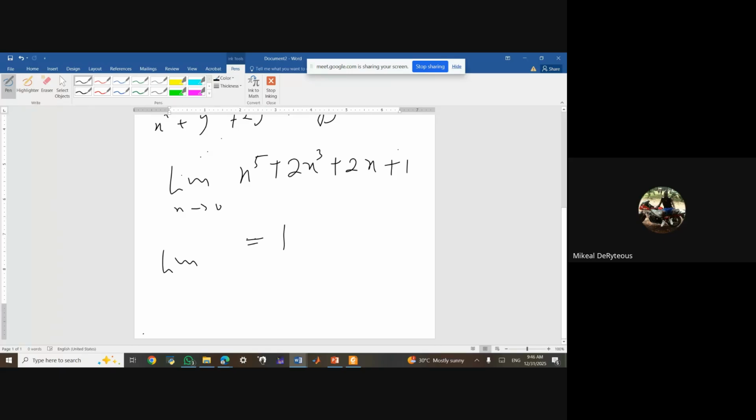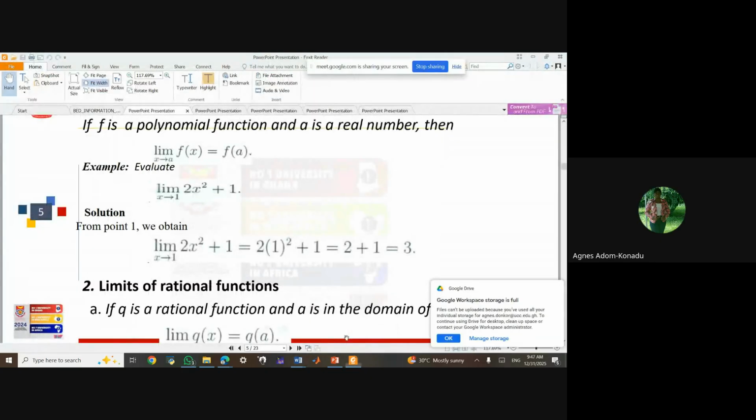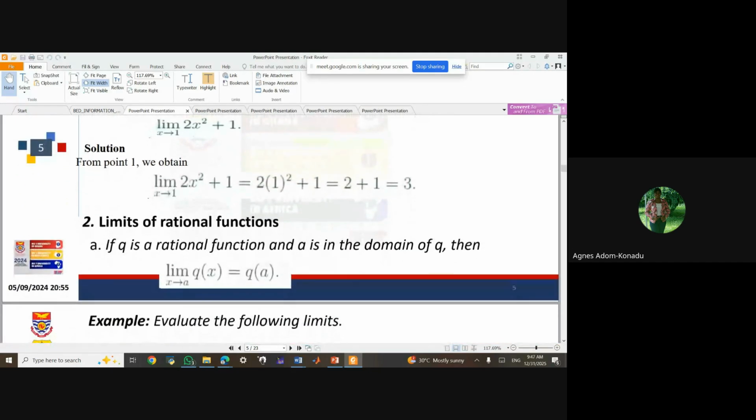So I want to find the limit. You are substituting s equal to 0. So 0, 0, 0, 0 plus 1 will give me 1. Okay. Thank you, madam. Welcome. So you know how to find the limit of a polynomial function.